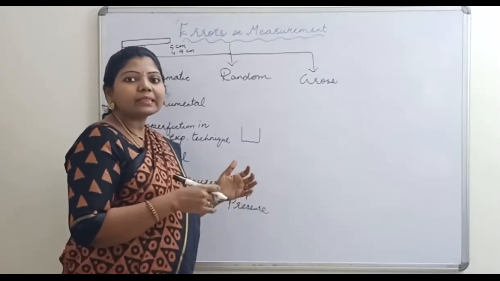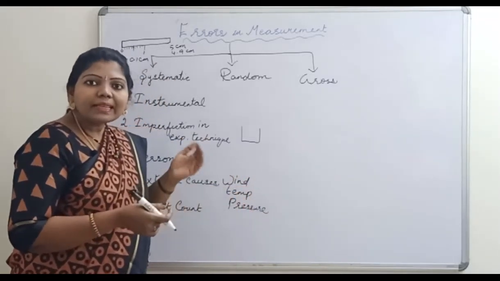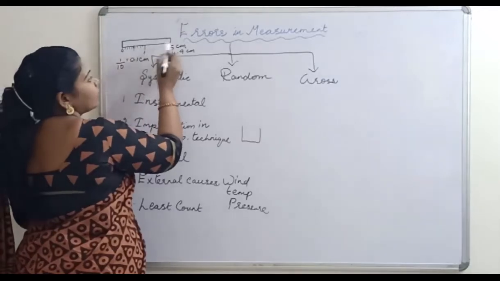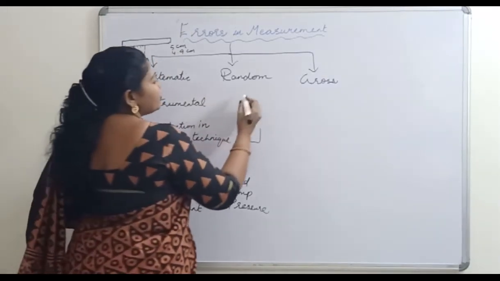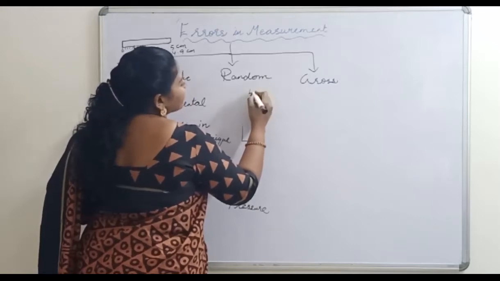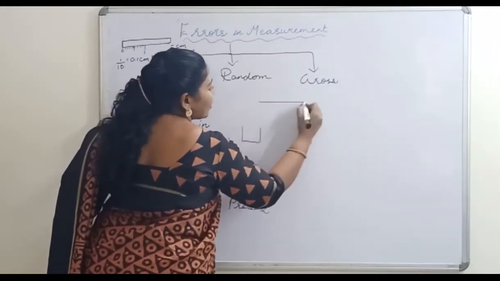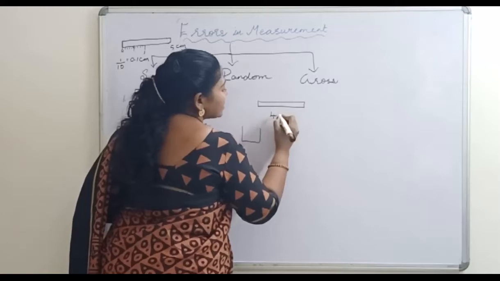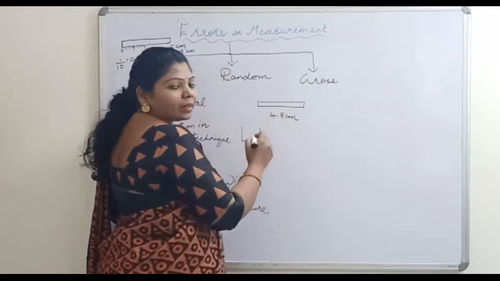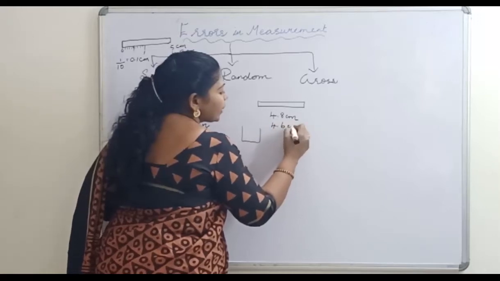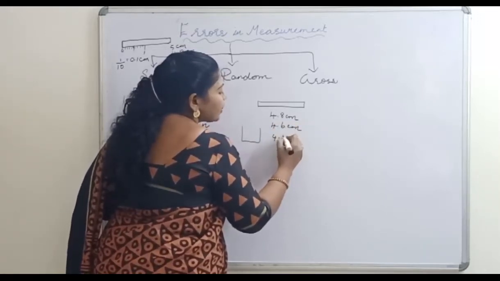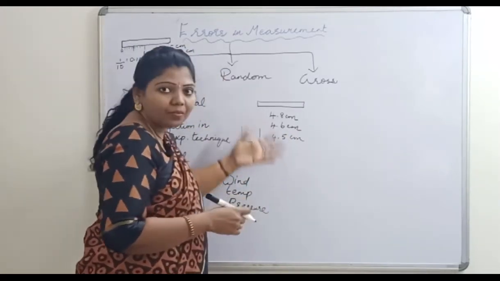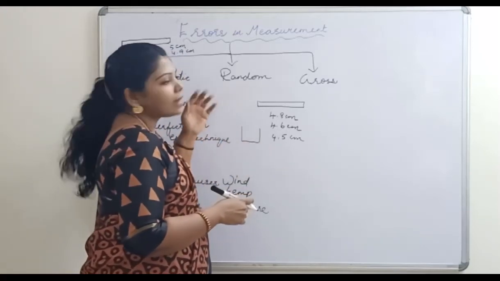Random error means the error which occurs by chance, and the readings here will be different. Suppose you are measuring the length of a rod. In the first trial I am writing 4.8 centimeter. Then in the next trial I get the reading as 4.6 centimeter. Then 4.5 centimeter, like that. So randomly I am getting different values. These kinds of errors are called random errors.